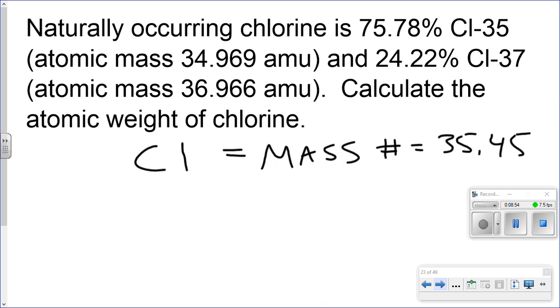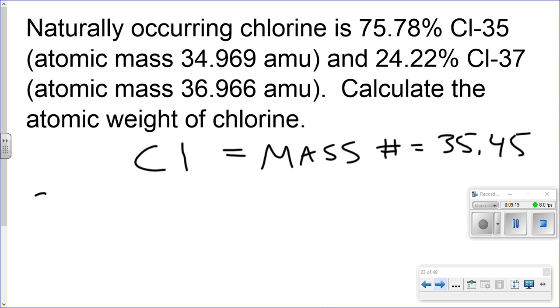The way they solve this is as follows. 75.78% of chlorine has an atomic mass of 34.969, and 24.22% is chlorine 37, which has an atomic mass of 36.966. It says calculate the atomic weight. What we're going to do is take the mass.